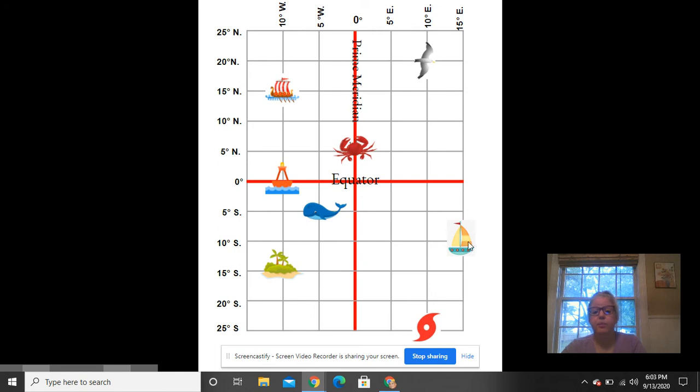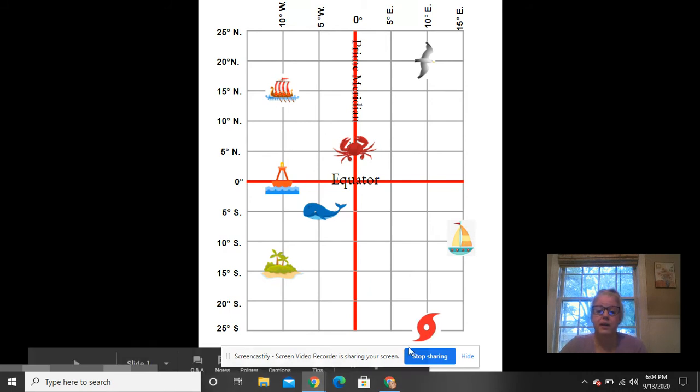Let's take a look at the sailboat. So the sailboat is south of the equator. So the sailboat is on the 10 degrees south line, 10 degrees south. The sailboat is east of the prime meridian, and it looks like it is on the 15 degrees east line. So the location of the sailboat would be 10 degrees south latitude, 15 degrees east longitude. So if you gave those coordinates or that location to somebody, they would be able to find the sailboat on a map.